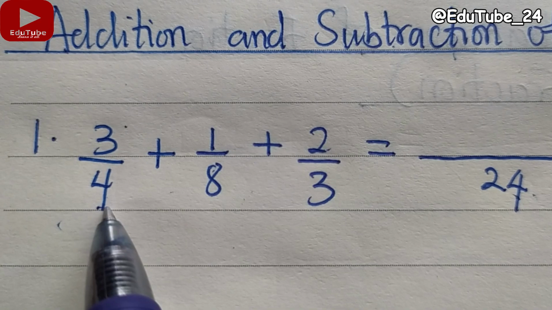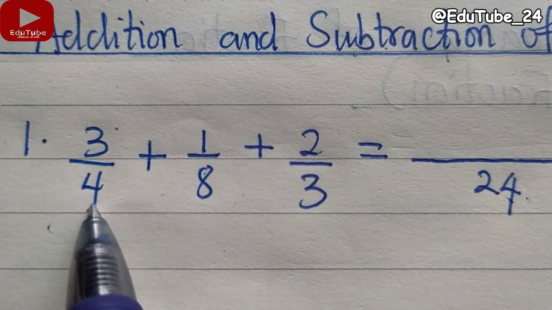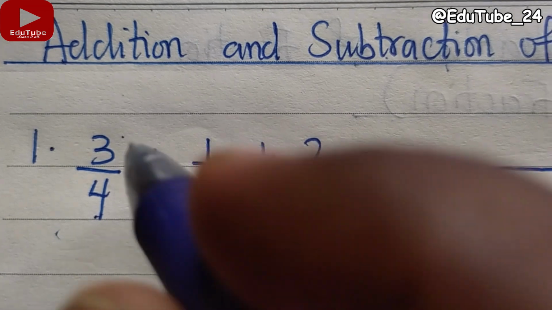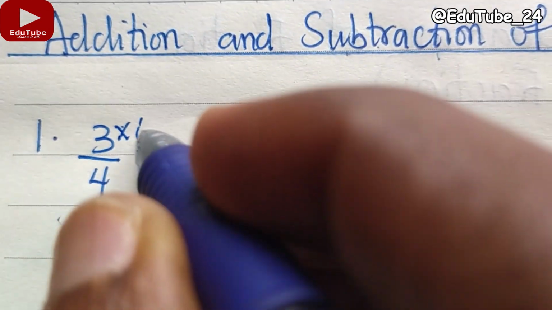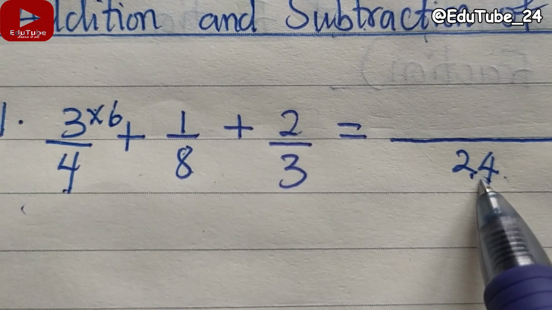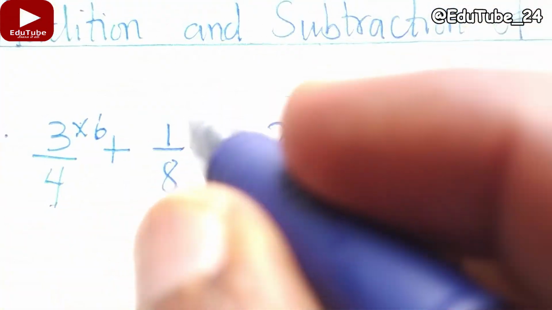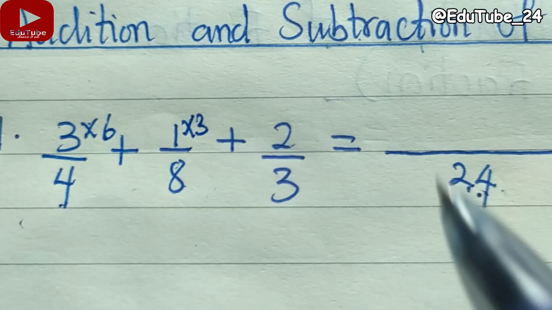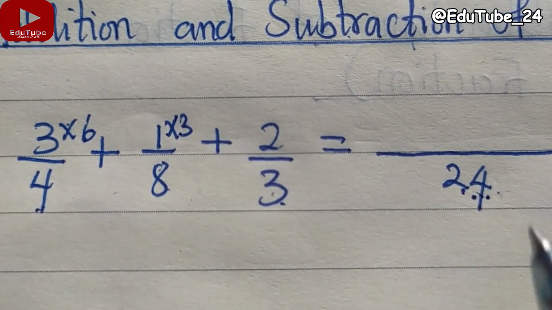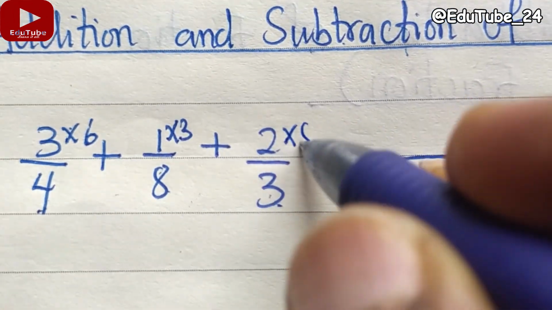So what do I mean by that? I will just basically say 4 in 24. How many 4 goes in 24? I will have 6. So I will say 3 times 6. Then the next number, which is 8, I will say how many 8 goes in 24? I will have 3. So I will say 1 times 3. And then I will say how many 3 goes in 24? I will have 8. So I will say 2 times 8.